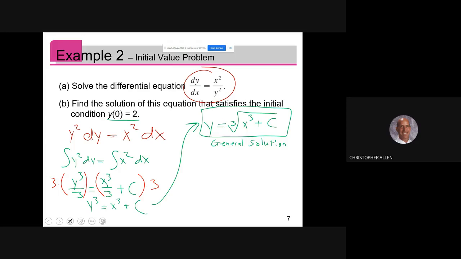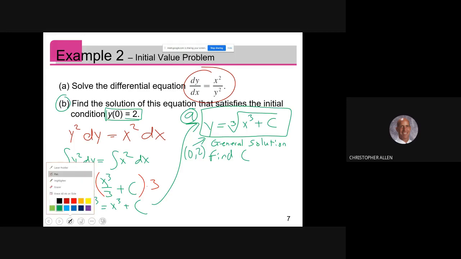Okay, so our general solution is here. So this is the answer for part A. Now, part B, they want us to find the particular solution. The particular solution is given that y of 0 equals 2. In other words, we're going to plug 0, 2 in for this to find the value of c. And that should be pretty easy. So let's go ahead and do that.